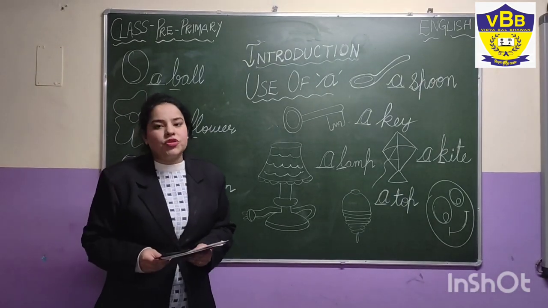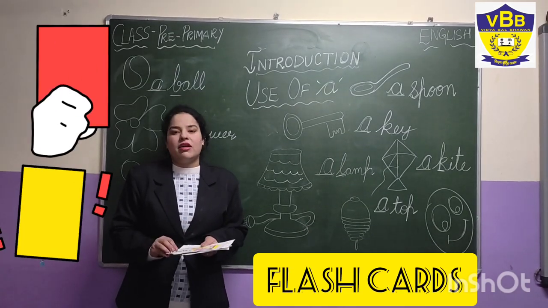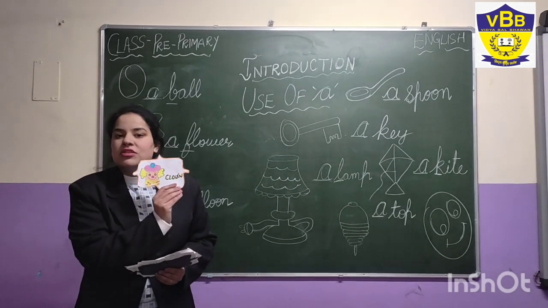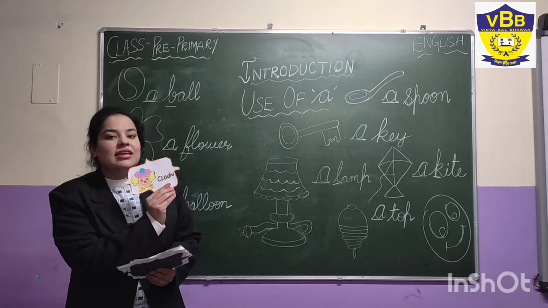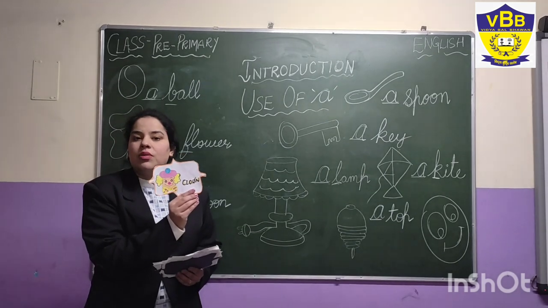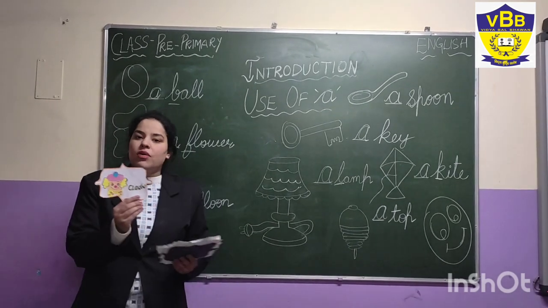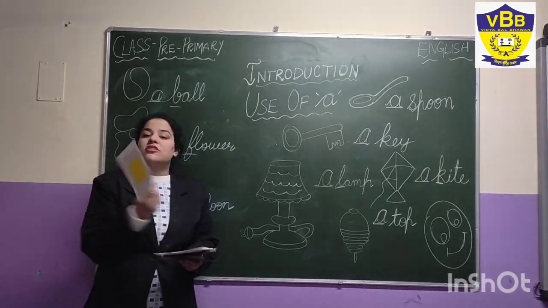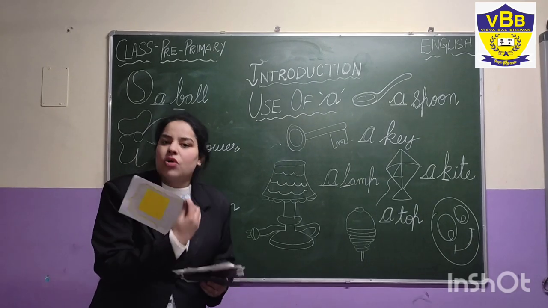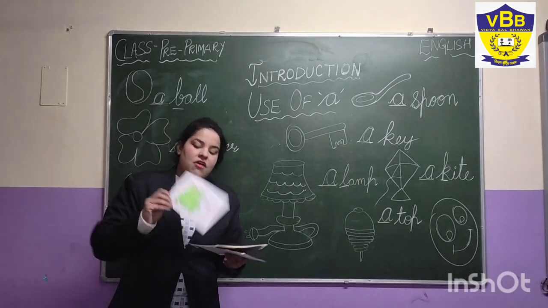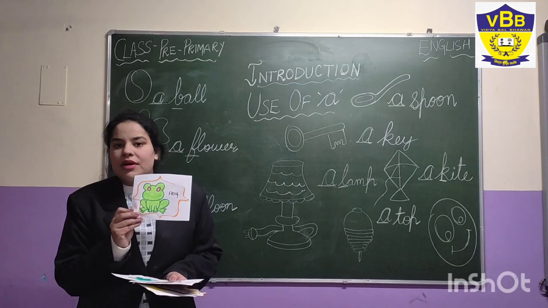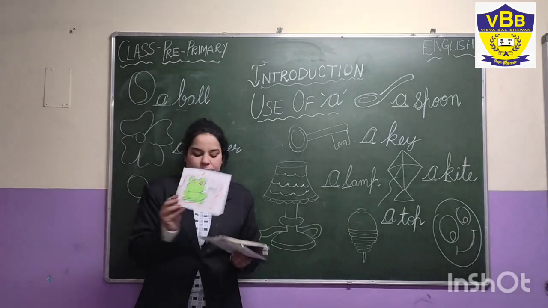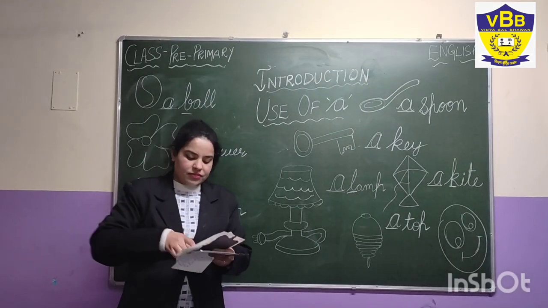Okay students, now I am showing you some flashcards to understand better where we use A. Now the first one is clown. Students, do you see where the consonant is? Yes, clown starts with a consonant, and that is C. So before that word we use a clown. Then square, a square. Then frog. F is also a consonant, right or no? Yes. So before that word we use a frog.